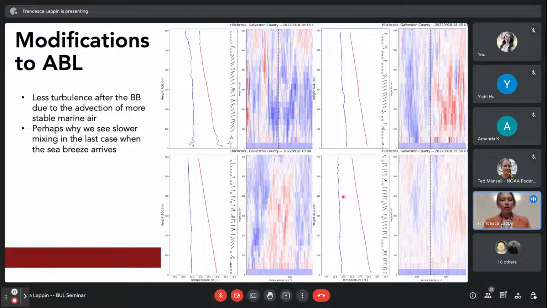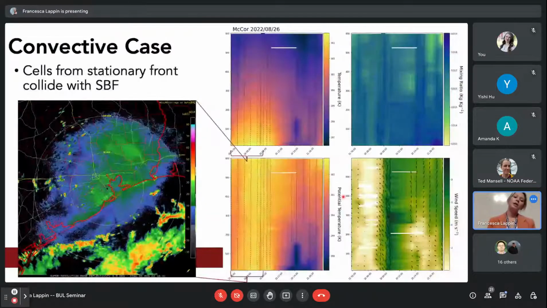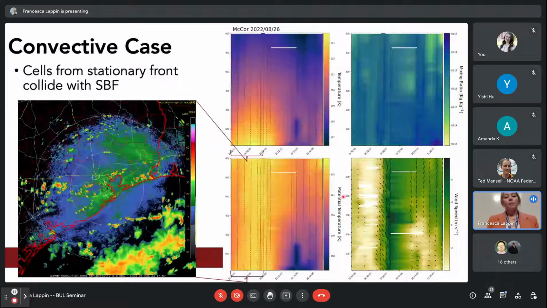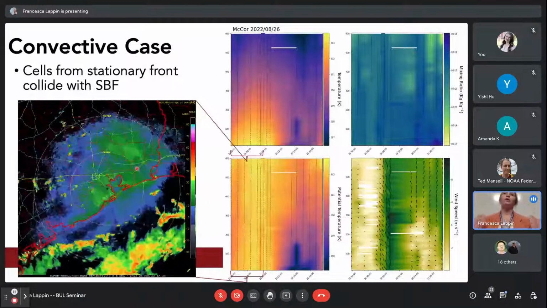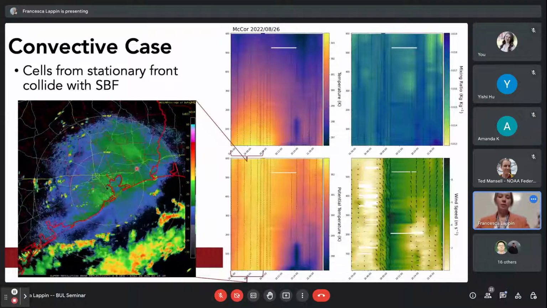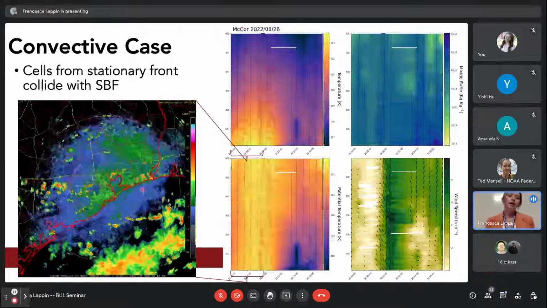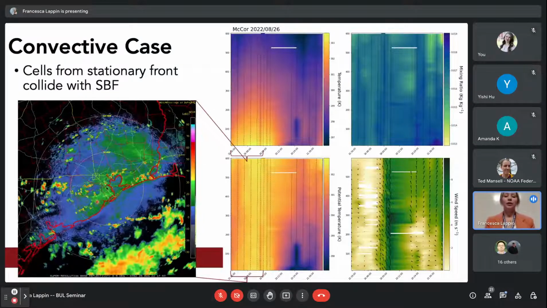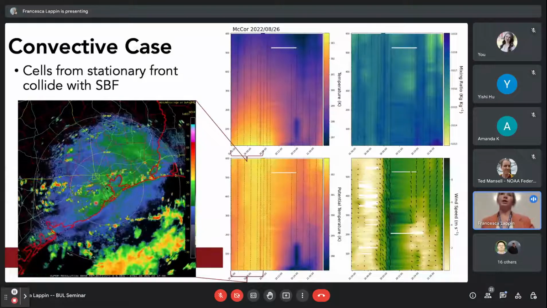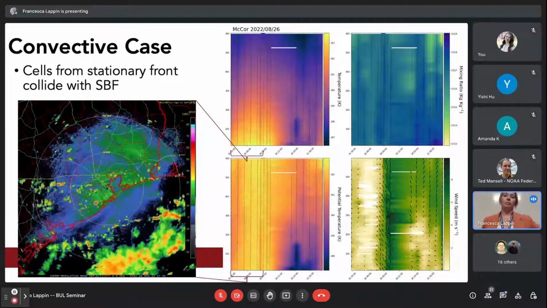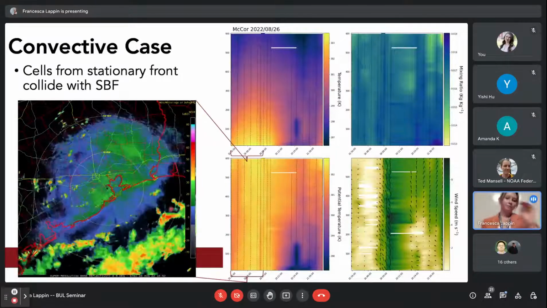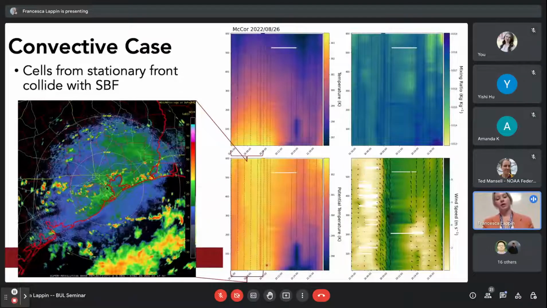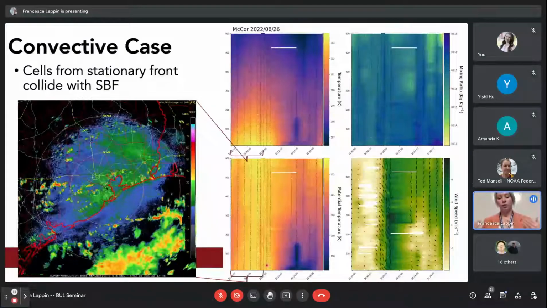So now we're going to switch gears and look at a more convective case. This day had a stationary front draped across the region, driving those cells in a southward progression. And then you can see right down here, the sea breeze front try and push in. So there's a little bit of collision between these cells moving towards the south and the sea breeze front moving inland. And we have this variation in convection because of your sea breeze.